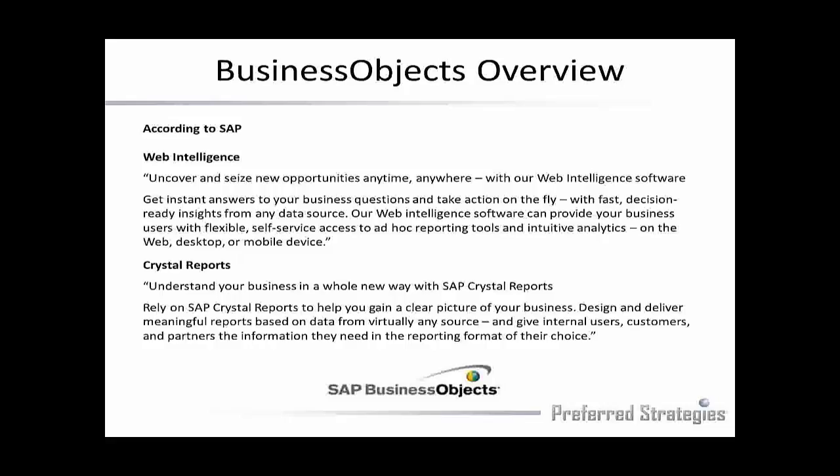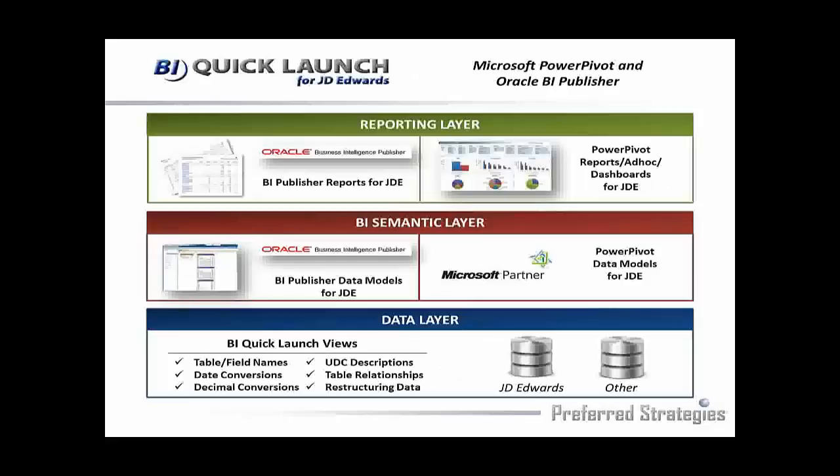So what are these jump starts? For Power Pivot and BI Publisher, what we've done at Preferred Strategies is create a suite of database views that structure the data in a way that makes it much more usable for end users. We're taking into account all those data model complexities we mentioned and creating these starting-point views that sit right on top of your data source. They can be right against your real-time transactional data source, or if you're mirroring or replicating data, they can sit right on top of that. We also provide content if you're going down the data warehouse path as well.